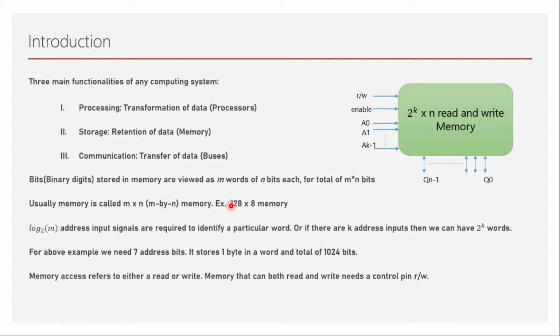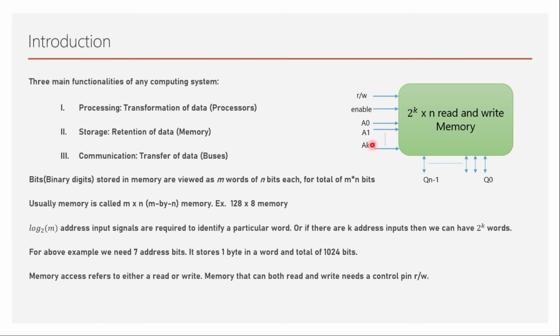Memory access refers to either read or write. Memory that can be both read and written needs a control pin for read and write. The enable signal will completely disable or enable access to the memory, but the read or write signal refers to what kind of operation the memory has to do right now, whether it's reading or writing. The outputs are represented here, Q0, Q1, and so on up to Qn-1, a total of n bits. One more important thing is that the combination of the read-write signal, the enable signal and the address signals is called a port of the memory. A port represents these three signals together.